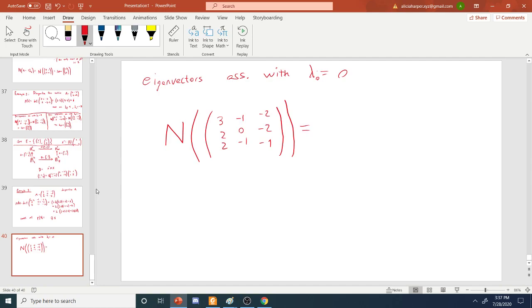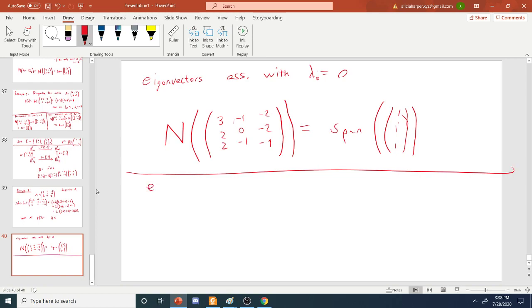So again, I could solve this by using row reduction, but I am kind of lazy. So instead, I'm just going to note that the first two columns are linearly independent. And since the dimension of the column space plus the null space is equal to 3, we deduce that the null space has to be 1. And you can quickly check that the vector (1, 1, 1) is in the null space. So it's very easy to compute the null space associated with 0, which is the span of (1, 1, 1).